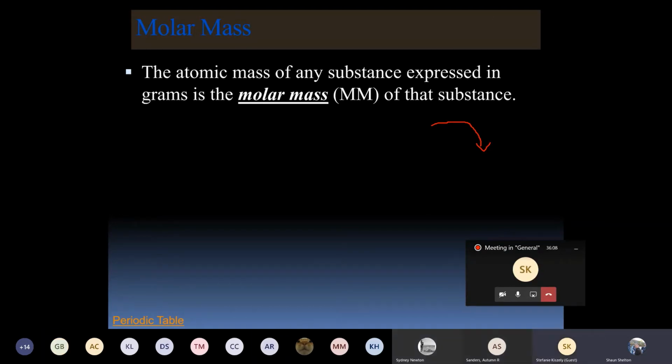Good. Okay. So now we talked about mass number the other day, correct? So if we look at silver, what is the mass number for silver?